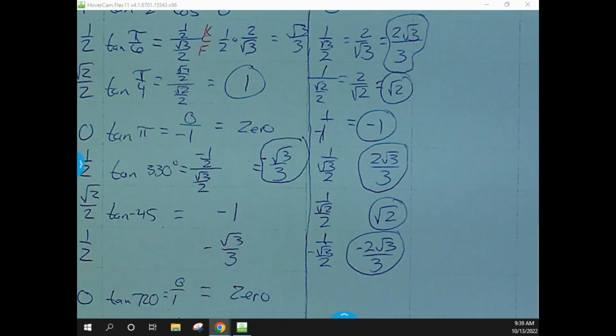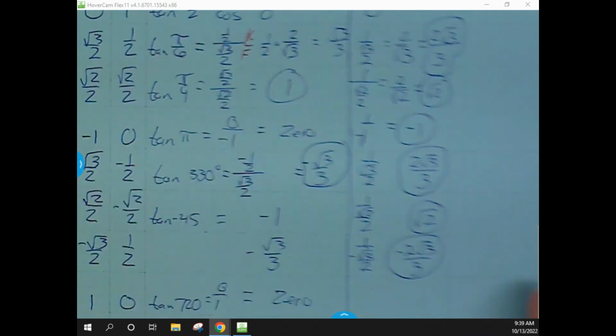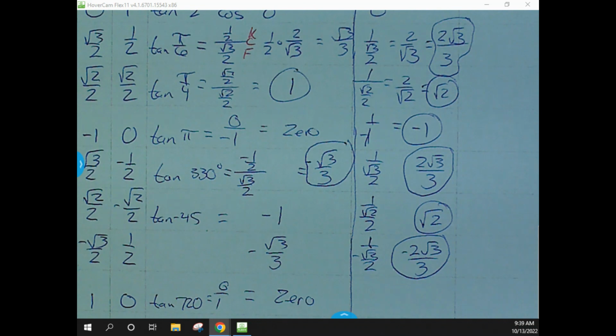So the one above it isn't negative because the other one's negative. Like the sine is negative, not the cosine. Correct. Yeah. Depends on if it's sine or cosine. It's negative. Yeah.